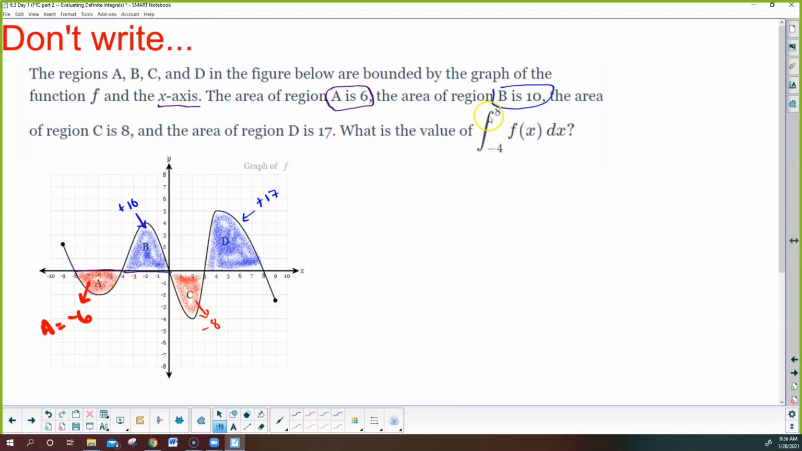Well, what do they want us to do now? They want us to find the area under the curve.